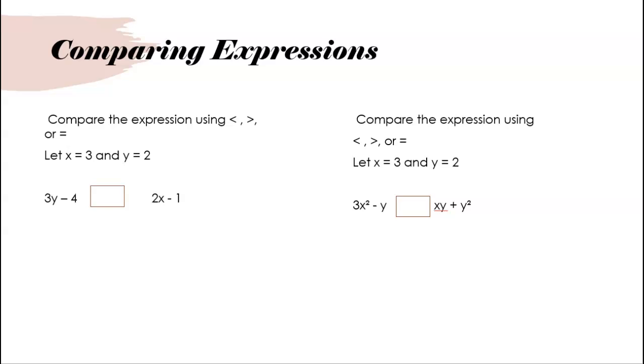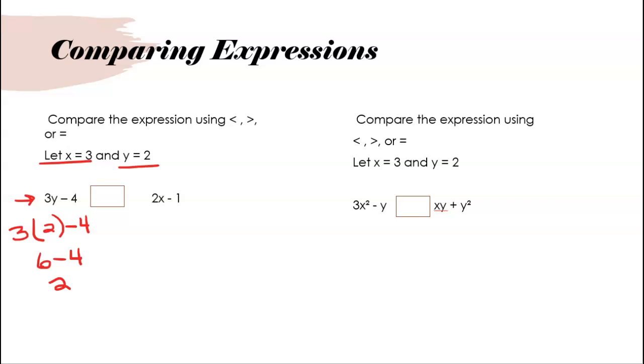All right. We're going to compare these two expressions, 3y minus 4 and 2x minus 1. And x is going to be 3 and y equals 2. So we just substitute our variables for the numbers that they have given us. So 3 times y is 3 times 2 minus 4. I'm going to do my multiplication first because that is the order of operations. So 3 times 2 is 6. 6 minus 4 is 2. So the left-hand side is equal to 2.